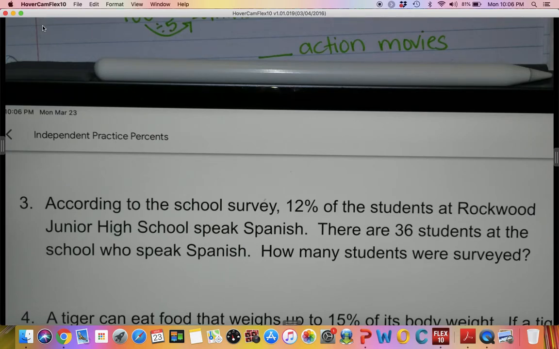So here we're trying to figure out what's the part and what's the whole. If we look at 36 students as our quantity, those 36 students are the 12%. They're not the whole. They are the ones who speak Spanish. The question is asking, how many students were surveyed? How many students were there that answered the survey? So we're looking for our whole in this problem.